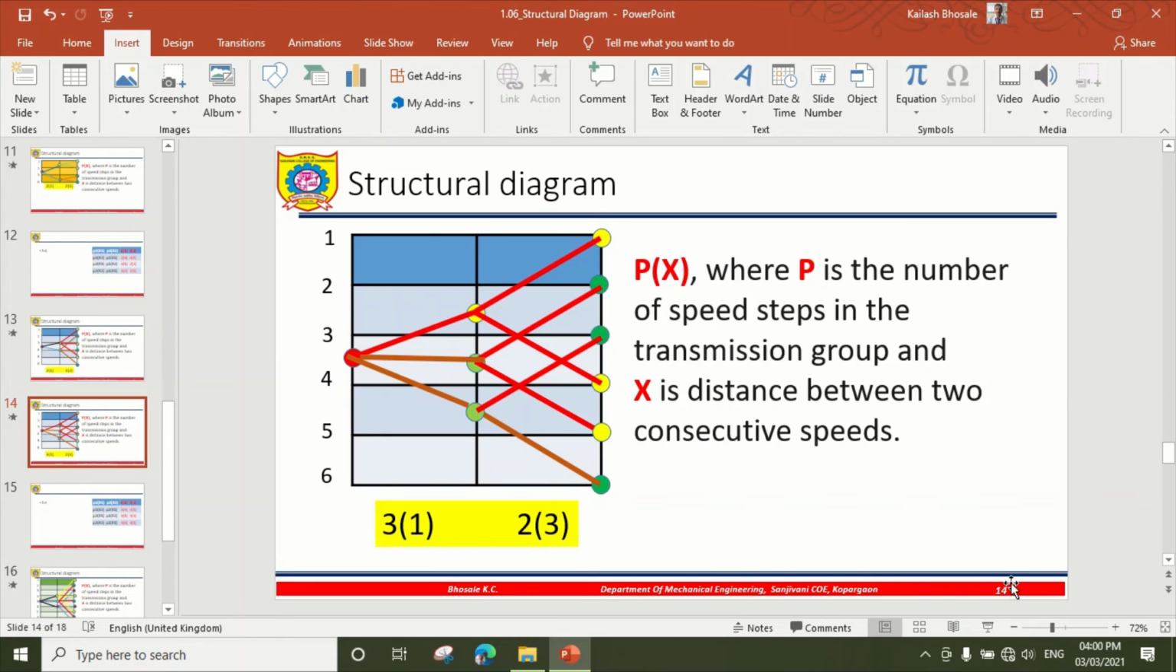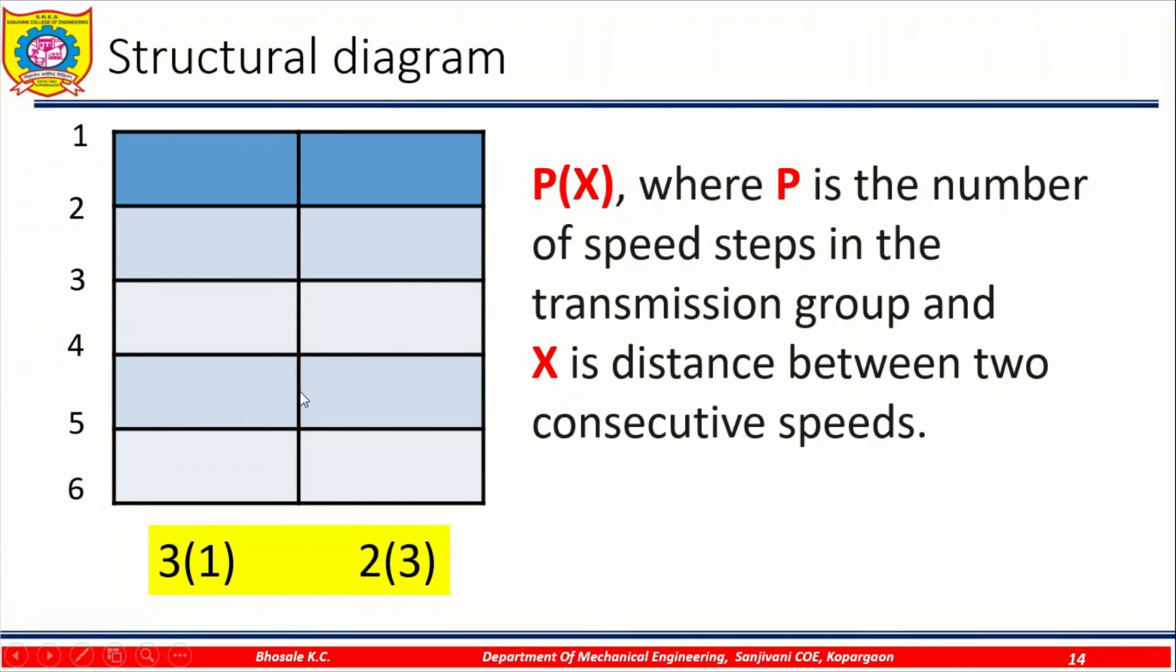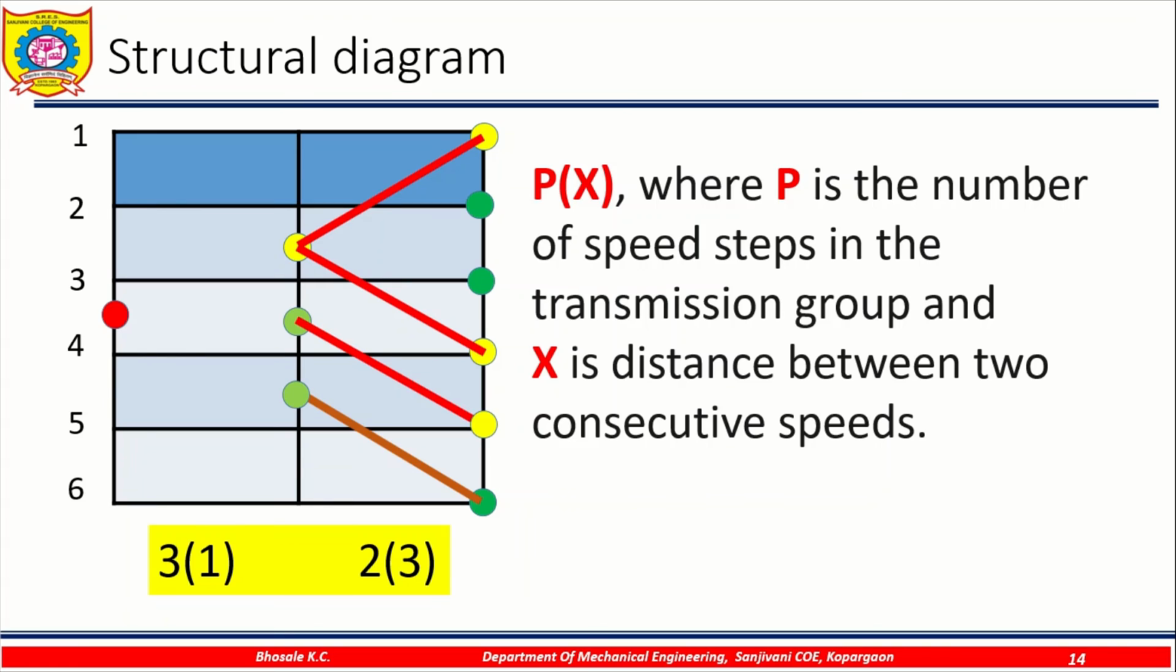So in this case we have just rectified it. So there are three lines with a distance of 1. From that one line there are two rays with a distance of 3 in the second stage. So likewise we can complete the structural diagram for the 3 1 and 2 3.